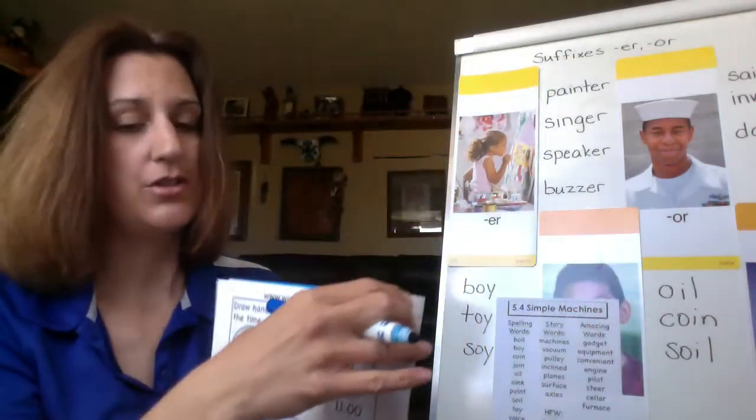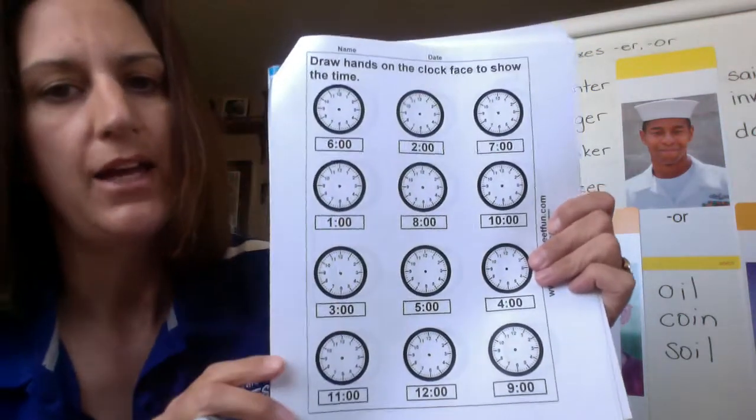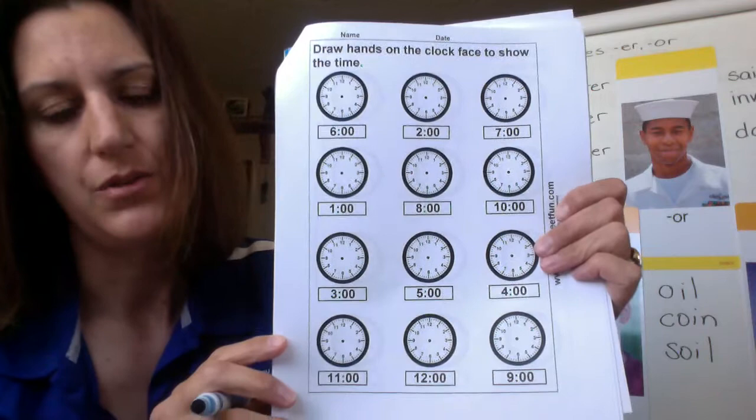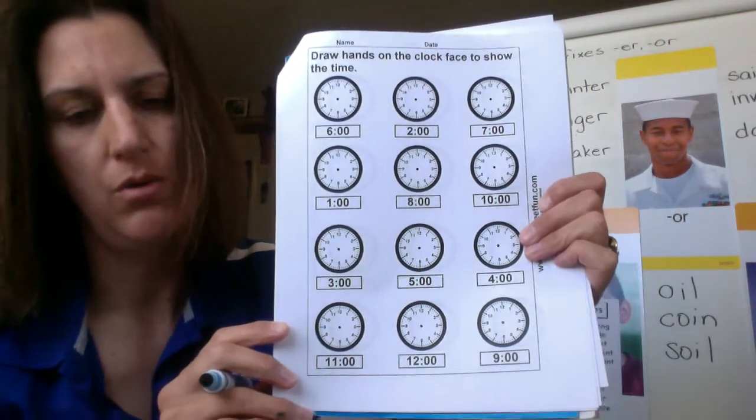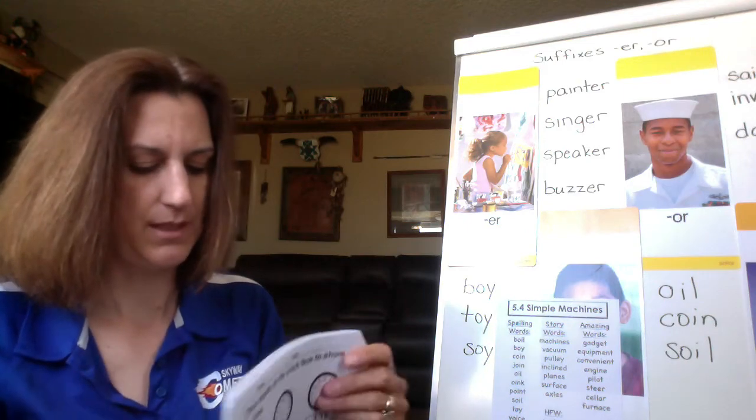All right, so you're going to do the next 4 pages. It's really 2 pages, but 4 pages back to back. You're going to draw the hands on the clock. This first page is all to the o'clock, so you're just drawing the hands, what we've done this week.